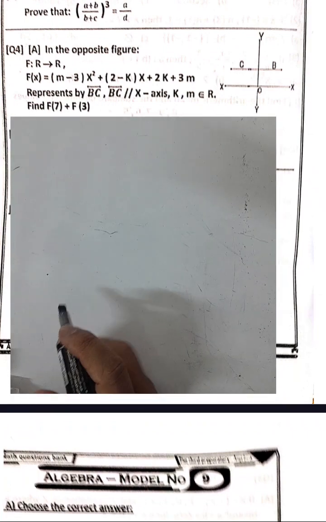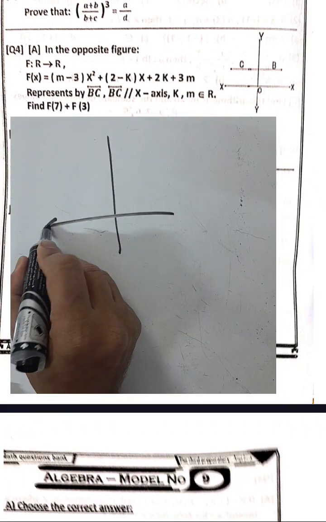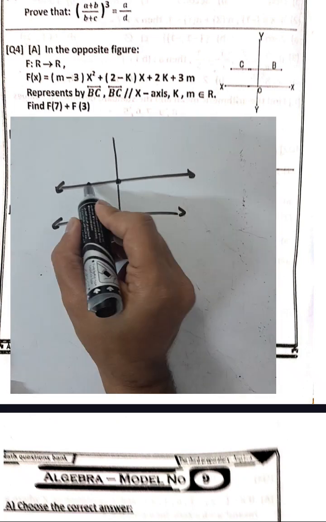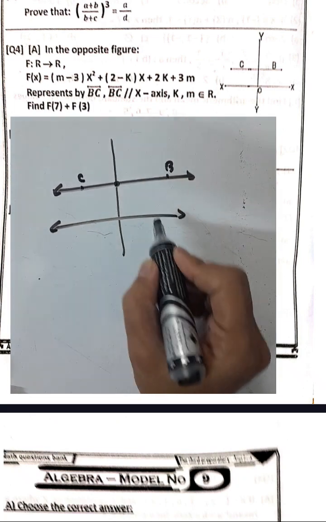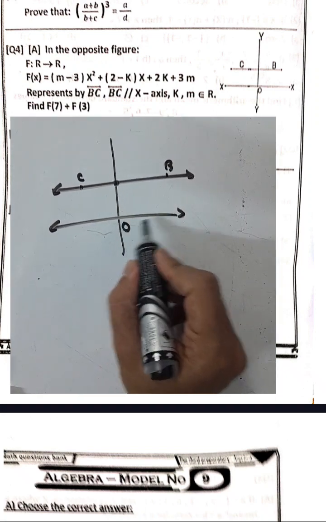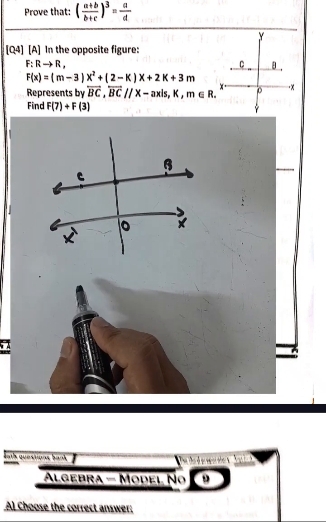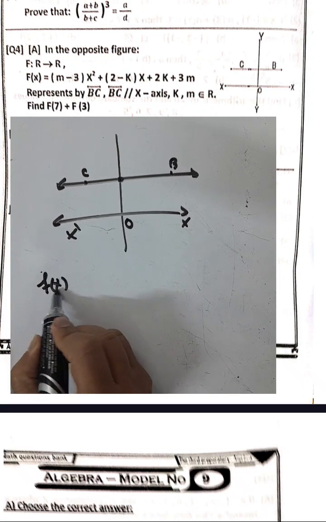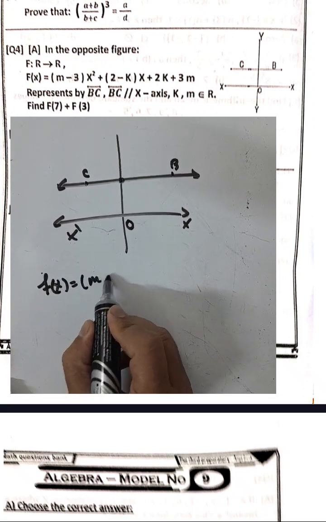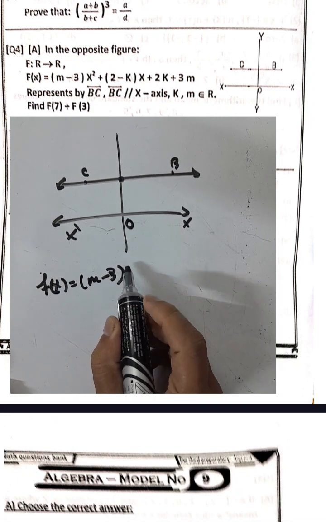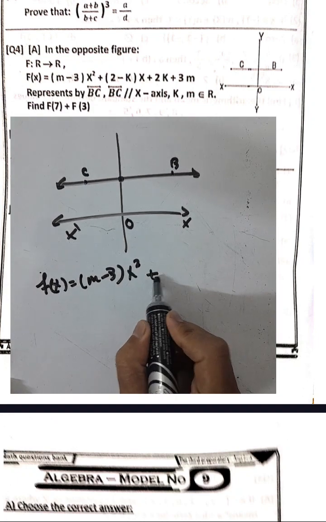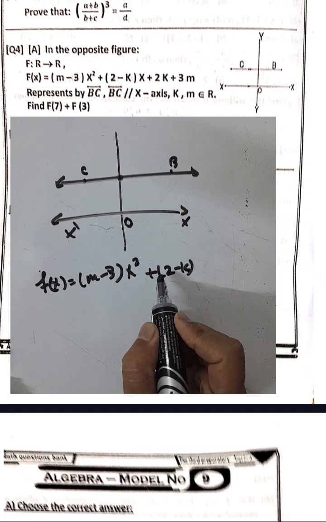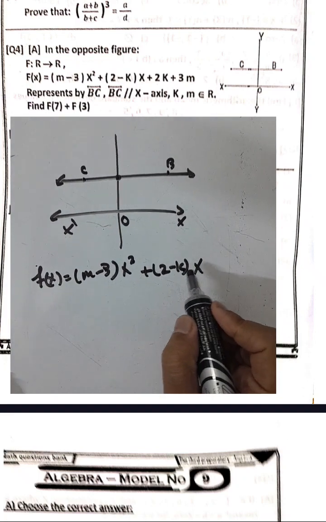Next question, we have a function passing through this point. We call it c and p, passing through this point and parallel to x-axis. He gives us a function f of x equal m minus 3 x power 2 plus 2 minus k x plus 2k plus 3m.